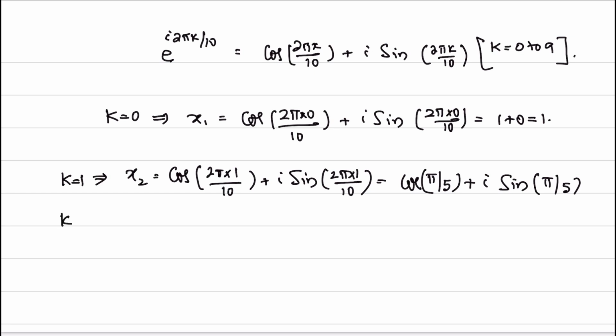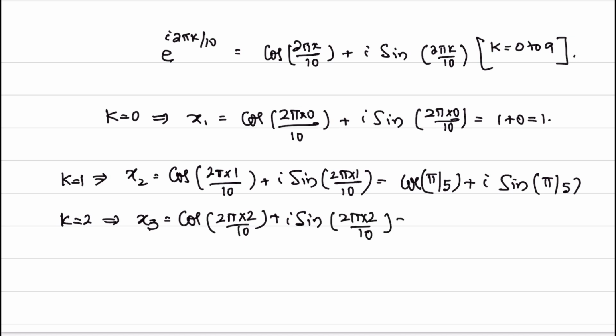When k is equal to 2, x3, the third root, is cos 2 pi into 2 by 10 plus i sin 2 pi into 2 by 10, that is equal to cos 2 pi by 5 plus i into sin 2 pi by 5.